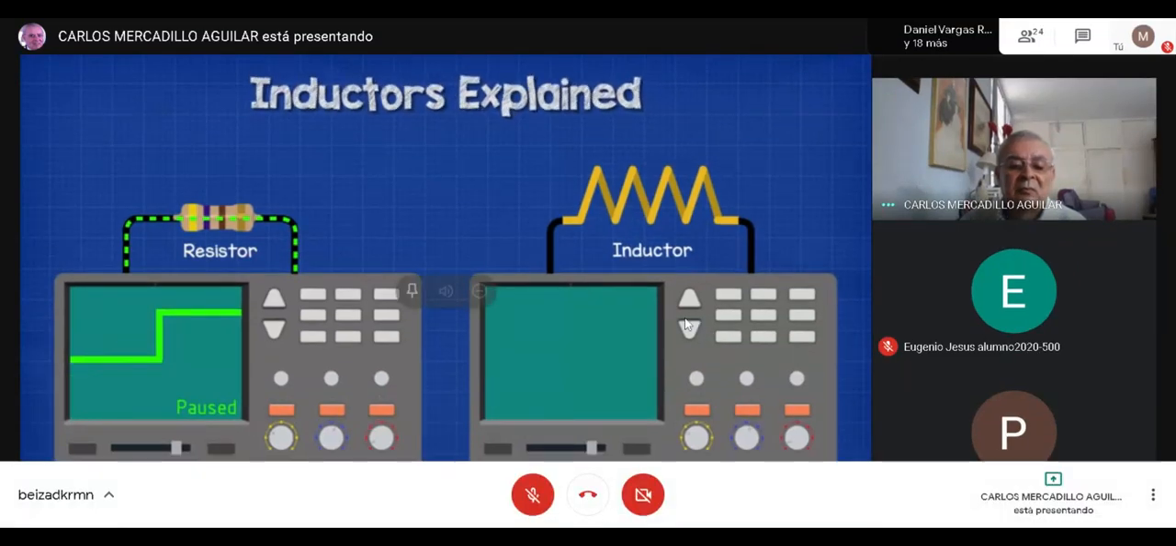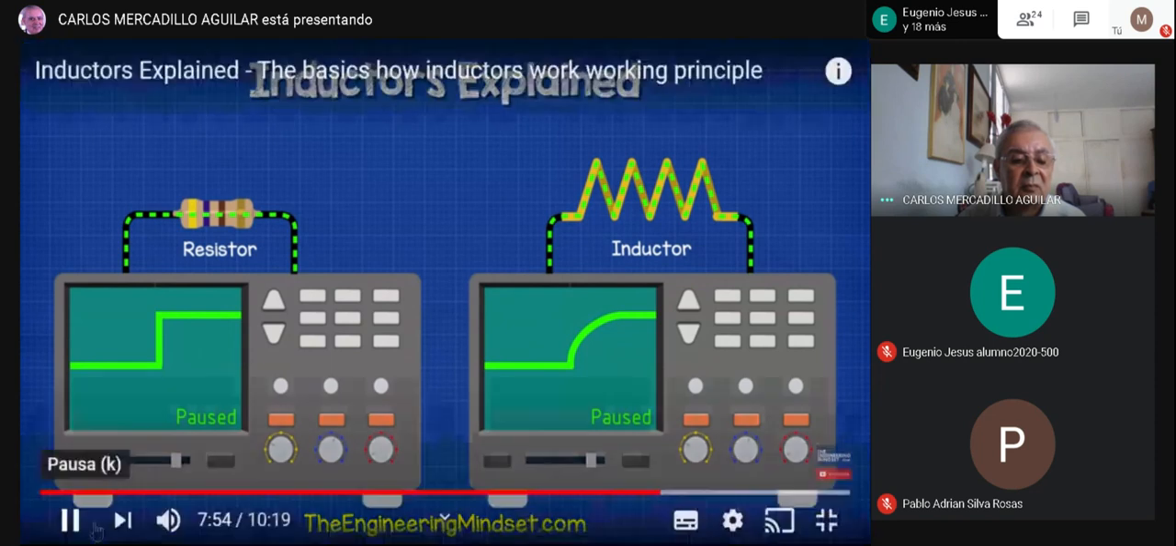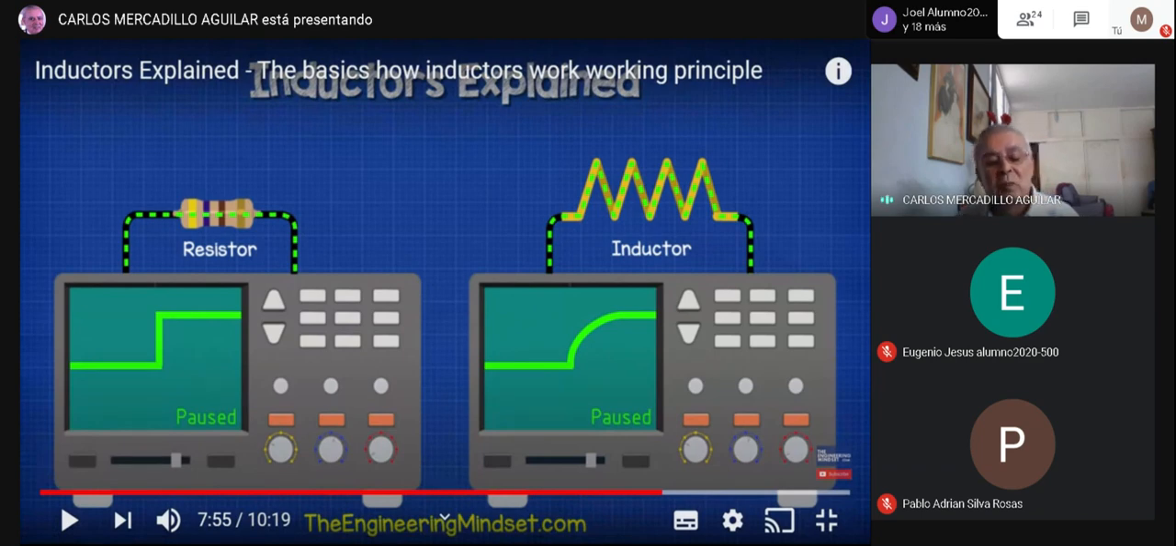Straight up and then it flatlines, continuing at a certain value. But when we connect an inductor and pass current through it, it will not instantly rise up. It will gradually increase and form a curved profile, eventually. Okay, we can see here, this is an oscilloscope.